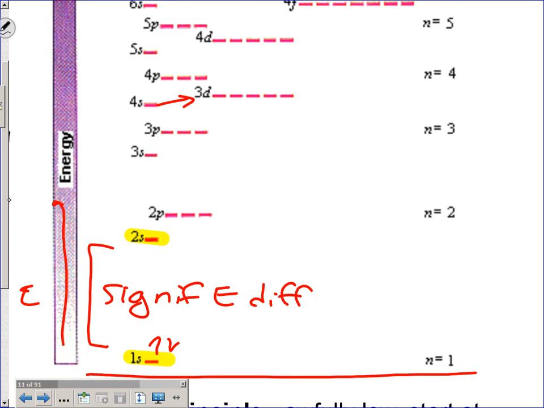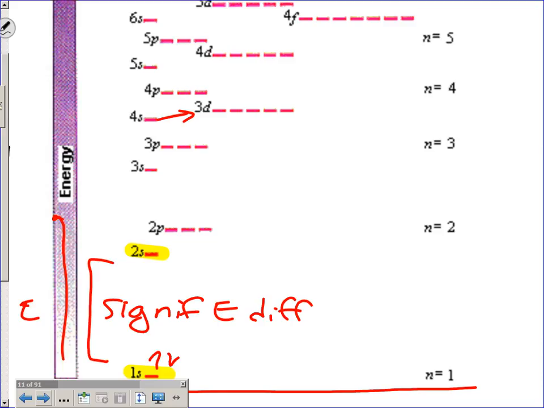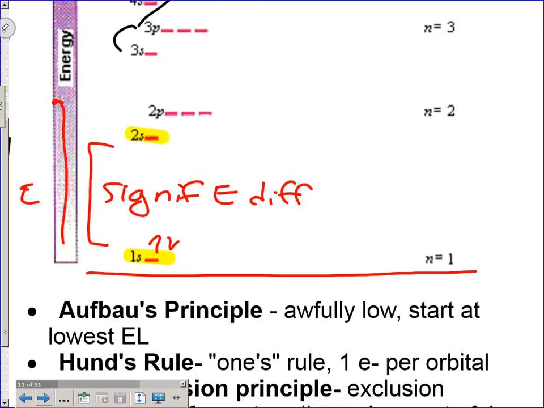3s, 3p, 4s. Remember I told you that 4s was lower energy, 3d was higher energy? It's just a smidgen. You can see it, but that's why we don't go straight 3s, 3p, and then 3d. It's because of the energy differences. That's the reason behind it. That's why it reads this way. Is that clear? Okay.